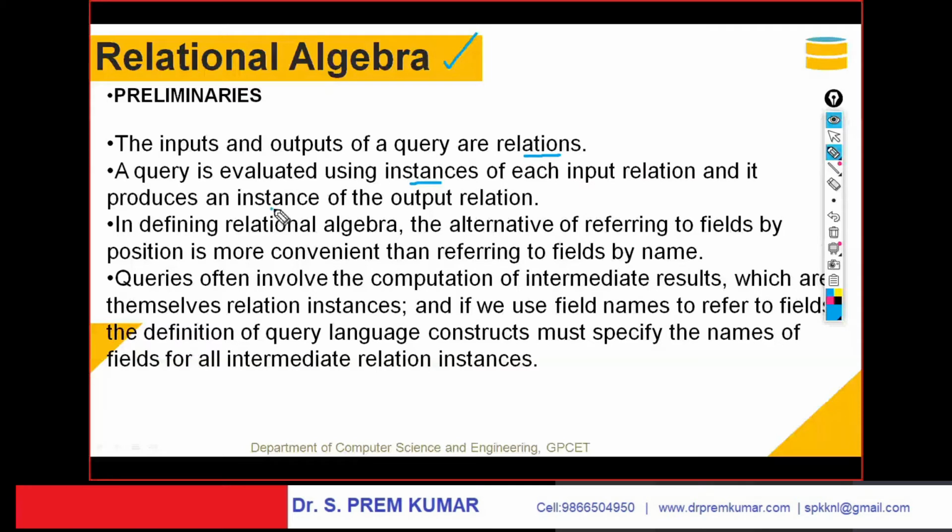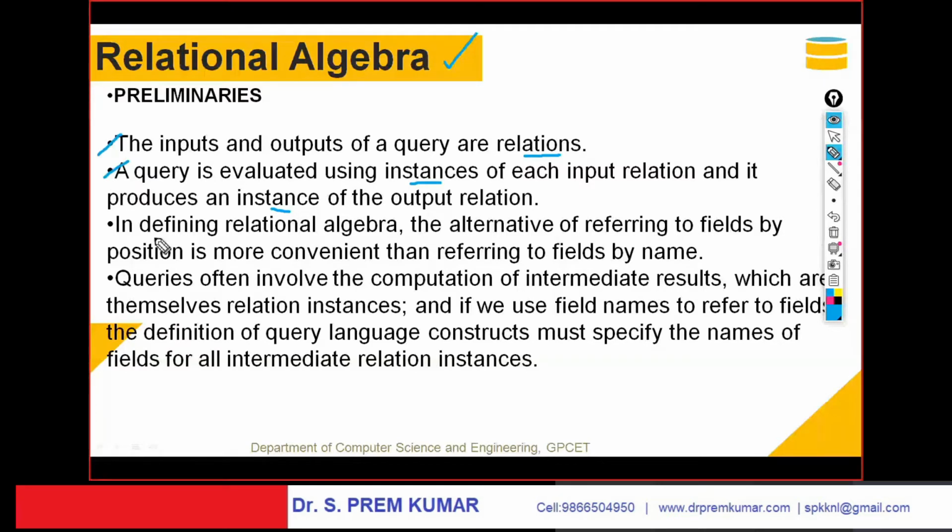Instances is nothing but data. So an input table contains some data, and the data is being processed. That instance is nothing but the data. The data of the input relation is processed and it gives output data, which is an output relation. The instances of each input relation are processed and you get back the instances, that is the data of the output relation. Input is data, output is also data. Input is a relation, output is also a relation.